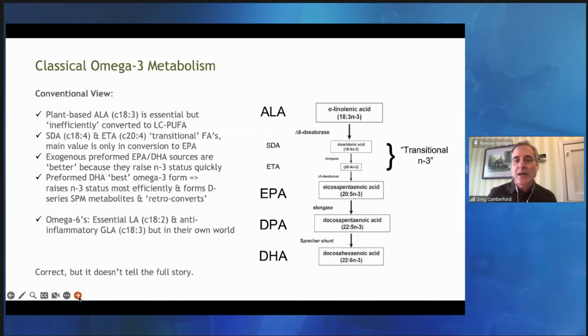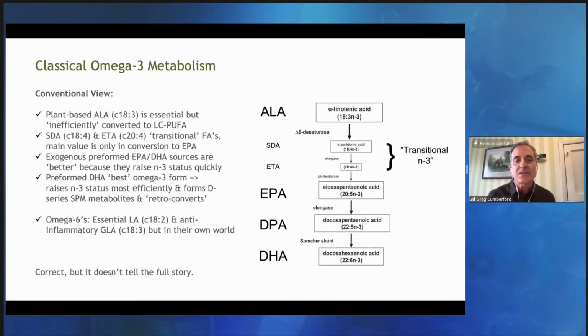So away we go. I'm just going to rehash a little bit from Adam's presentation. When we talk about classical omega-3 metabolism, we tend to think in a very linear and schematic way. And so we see this classical, vertical pillar of the omega-3 polyunsaturated fatty acids, and stearidonic acid and eicosatetraenoic acid tend to just be seen as transitional fatty acids, and their main role or value is only in how they can help efficient conversion to EPA.